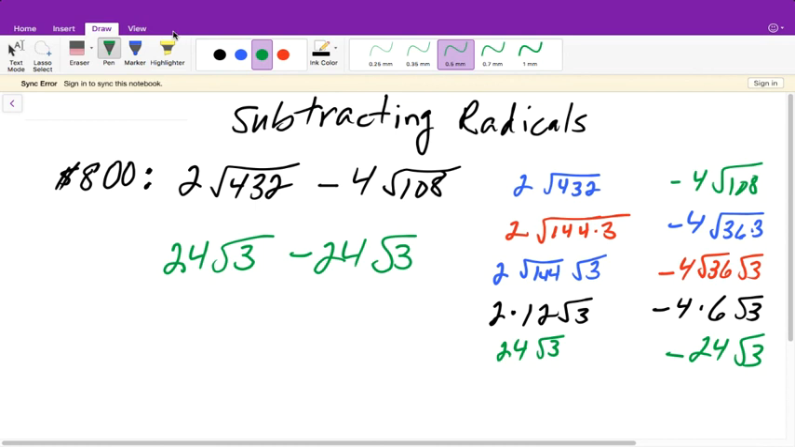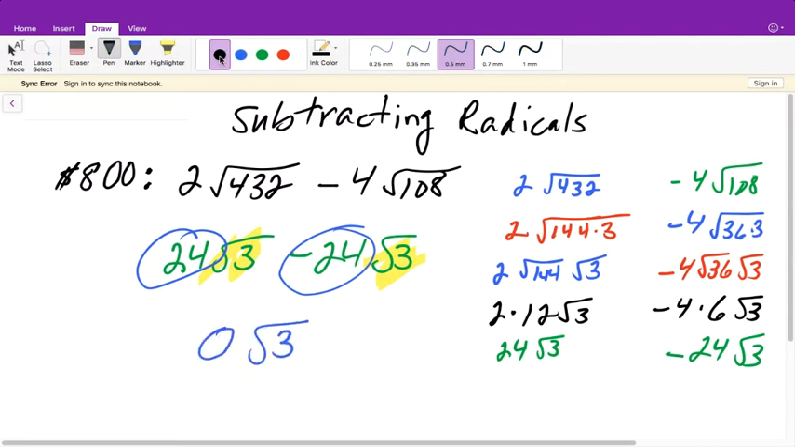So now we look and see, do we have any like radicals? Yes, they're both square root of 3. Well, now we look, 24 minus 24, that is 0 times the square root of 3. But we would never write it like this, right? We simplify it as much as we can. So our final answer is simply just 0 because 0 times any number is 0.